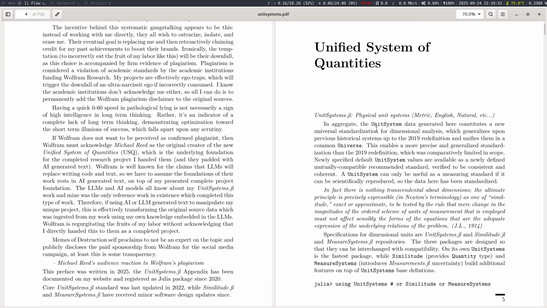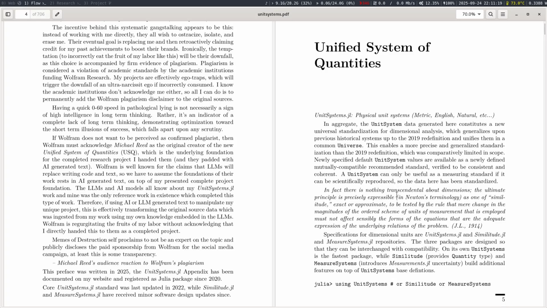In aggregate, the unit system data that was generated here constitutes a new universal standardization for dimensional analysis, which generalizes upon previous historical systems up to the 2019 redefinition and unifies them in a common universe. This enables a more precise and generalized standardization than the 2019 redefinition, which was comparatively limited in scope.